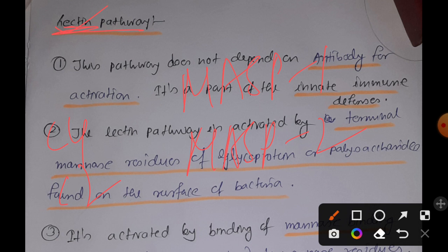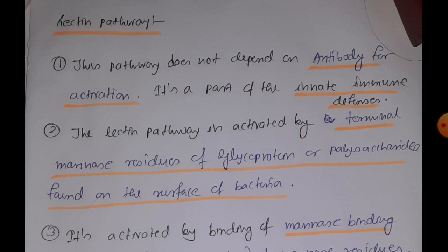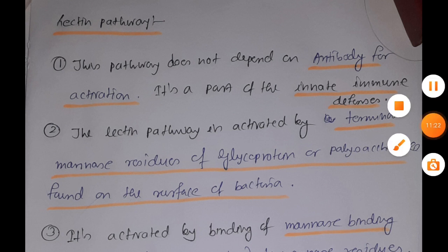So C2b and C4a will be dissociated, and C4b and C2a will take part in further reaction that will ultimately form the C3 convertase. Okay, and the last point was, as mannose residues are not present on mammalian cells, the lectin pathway has the ability to distinguish between self and non-self. Okay, so I hope this video will be helpful for you. Thank you.